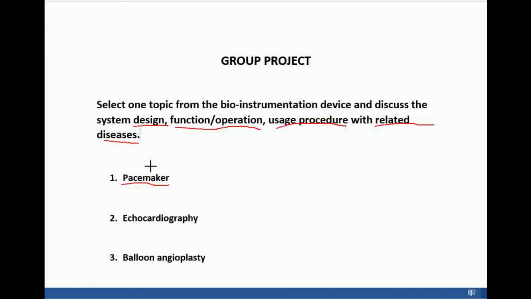So that's the way you have to align your assignment according to these points that I mentioned. So you have to understand the disease and also the function or the operation of the system, right?